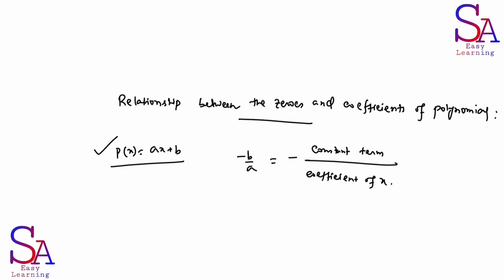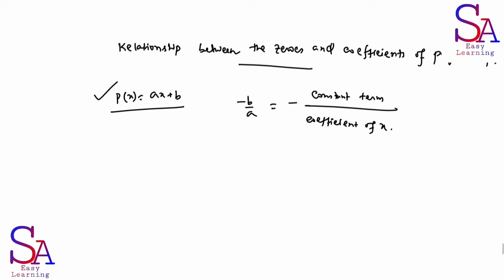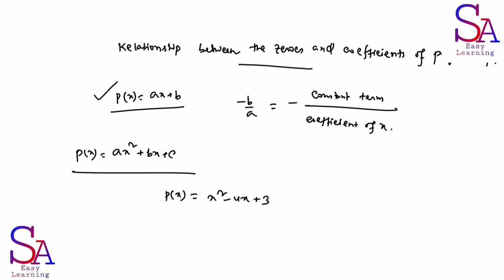Okay, so start with the quadratic polynomial. We have a quadratic polynomial ax square plus bx plus c. So what is the relationship between the zeros and the coefficients of the polynomial? I give first an example, then I say what is the relation. If we take p(x), a polynomial x square minus 4x plus 3, obviously this is a quadratic polynomial.